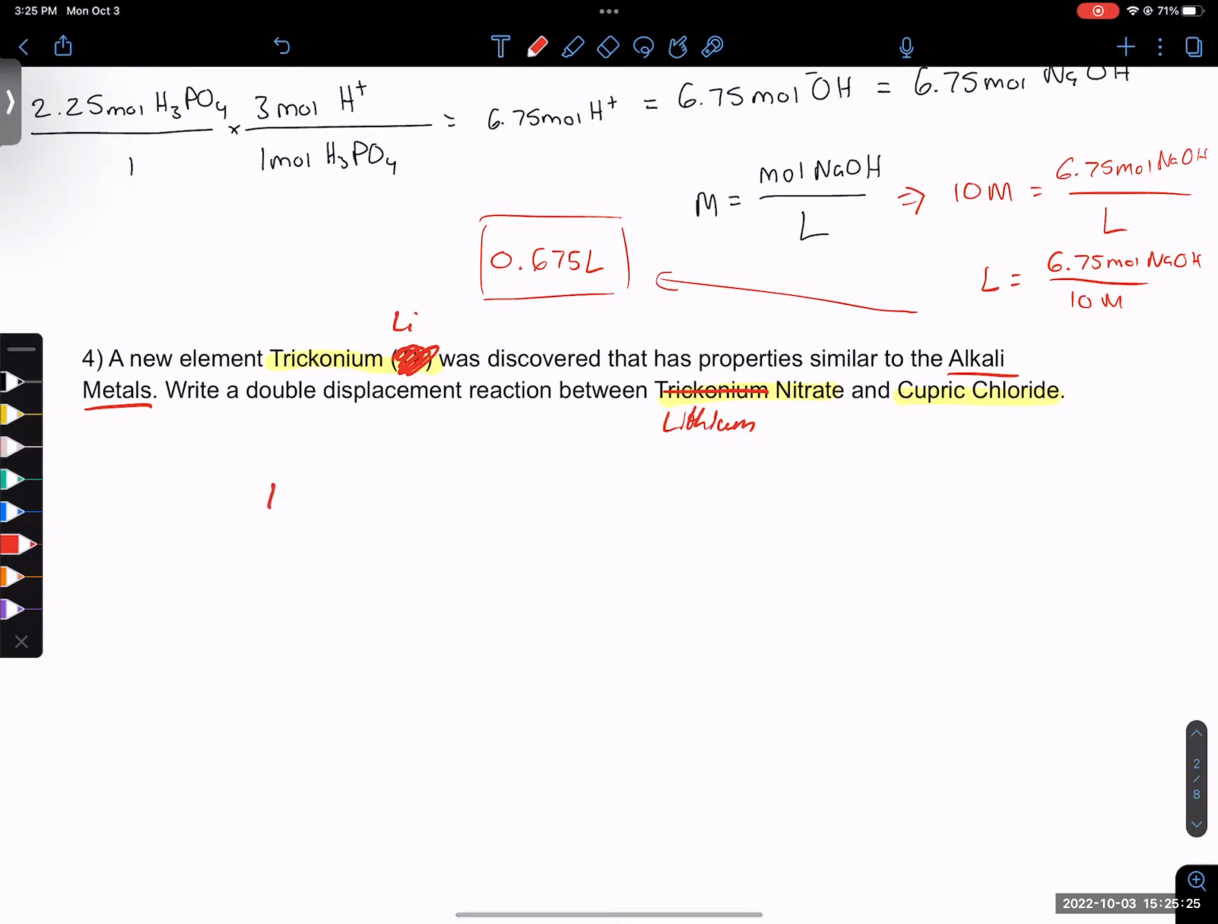LiNO3, exactly. Now, this problem does require you to know what an alkali metal is. An alkali metal is your group 1 elements, right? Yeah, so that's your lithium, sodium, potassium, rubidium, cesium, and francium. All right, then cupric chloride.